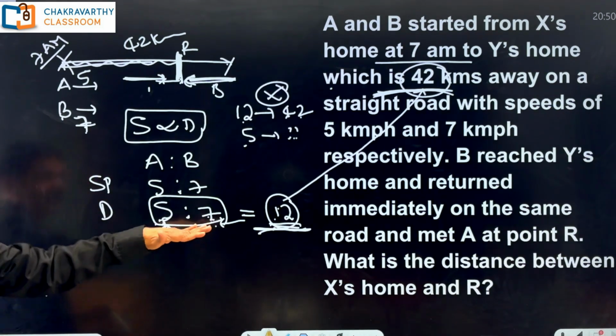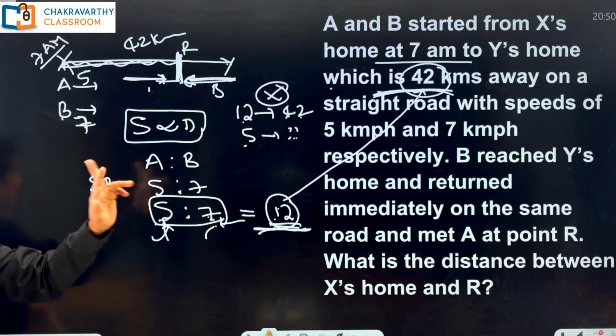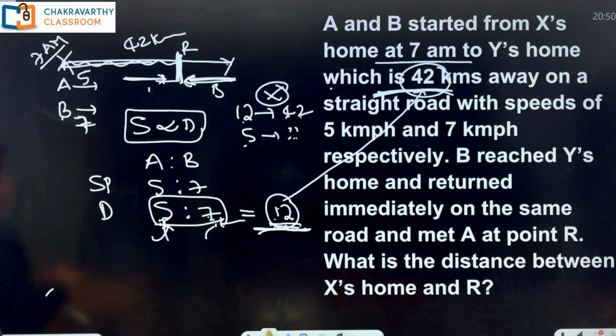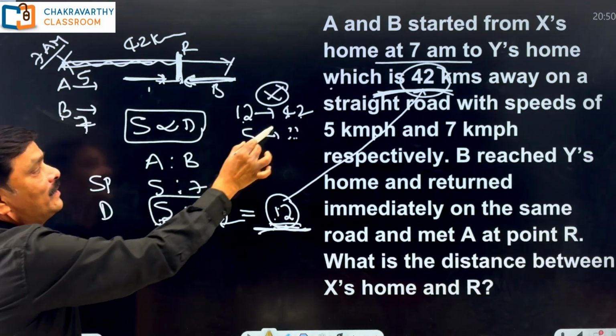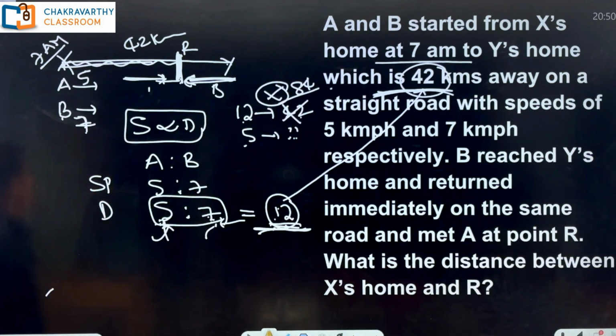Here, what is the ratio? The distance ratio of A and B is 5:7. That means if the total distance is 12, 5 parts are A and 7 parts are B. Here, the total distance is not 42. This 84 is the total distance. Why is that so? Just observe this carefully.